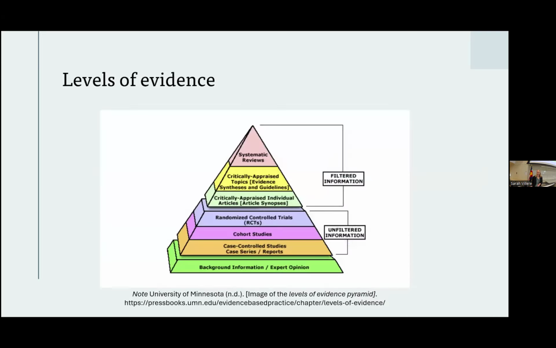Before we get into how to find research through unfiltered resources, I did want to talk briefly about levels of evidence. This is what's called the evidence pyramid.